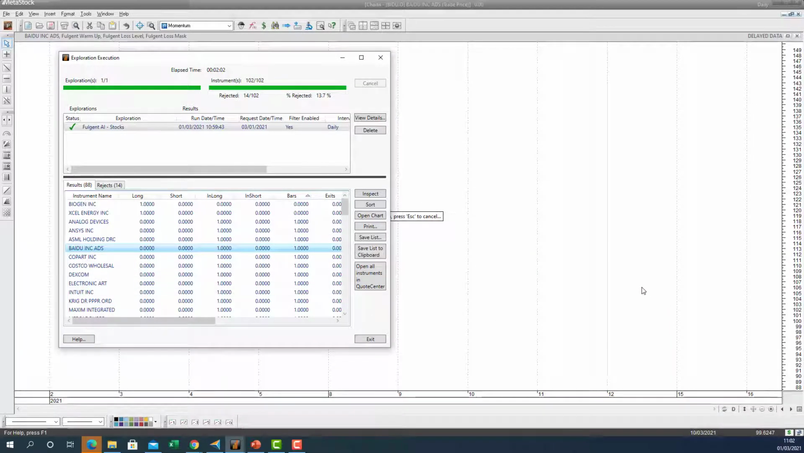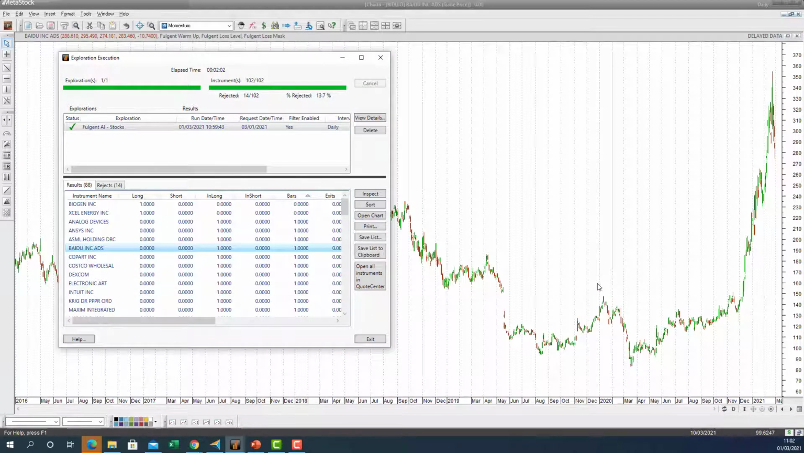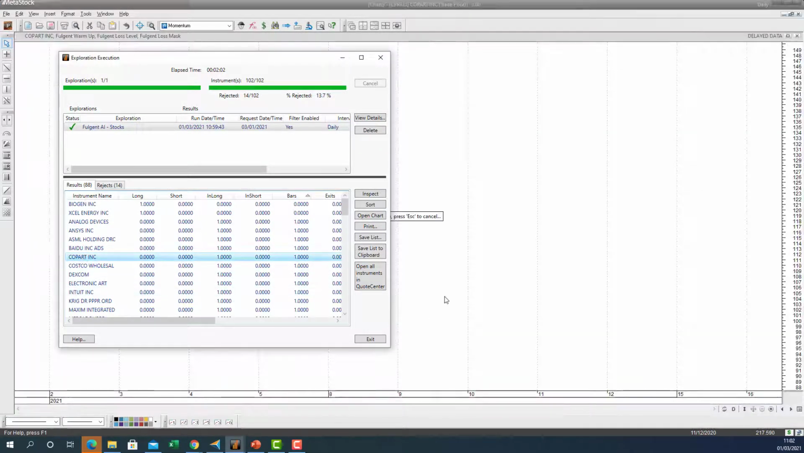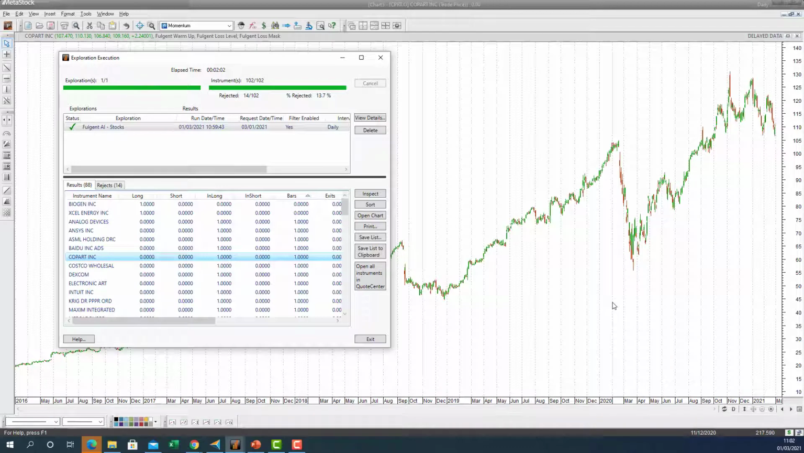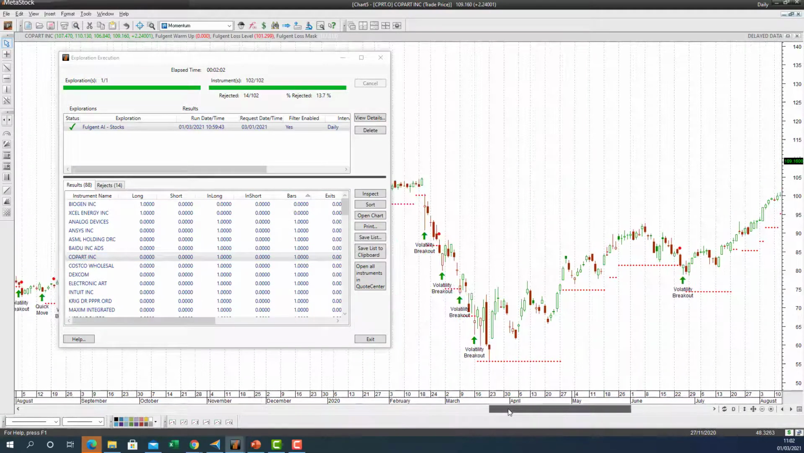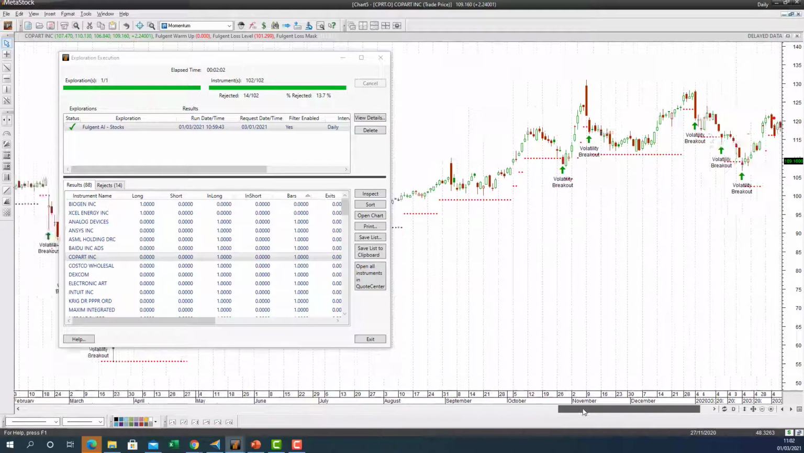Baidu, so got an ADR in there. Volatility breakout, stop losses down here. You can see we're just above 260. So we can see we've had some fantastic trade ideas coming out of that one. Copart. There we go, volatility breakout. A bit of a choppy one to trade, but certainly did come up with some really great trades historically. You can see here volatility breakouts.